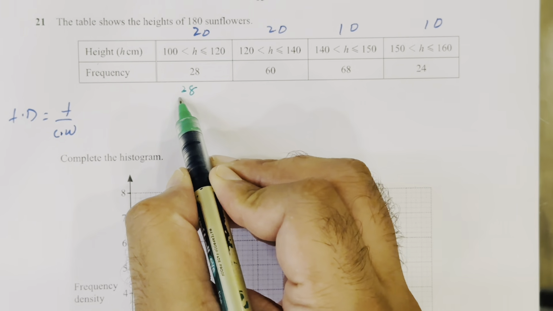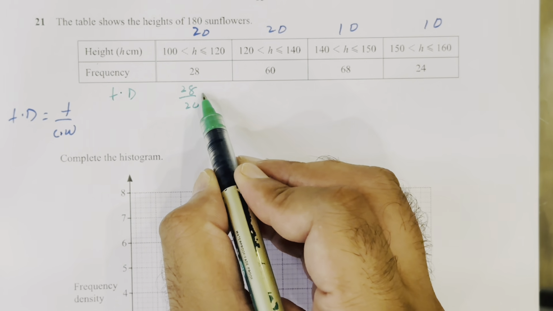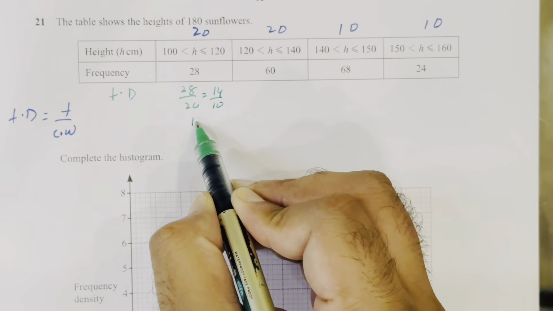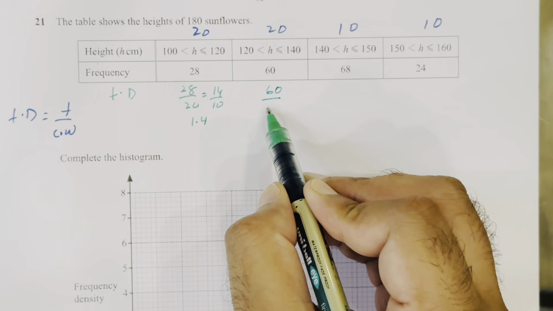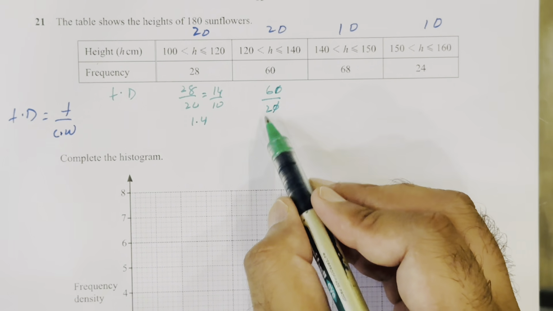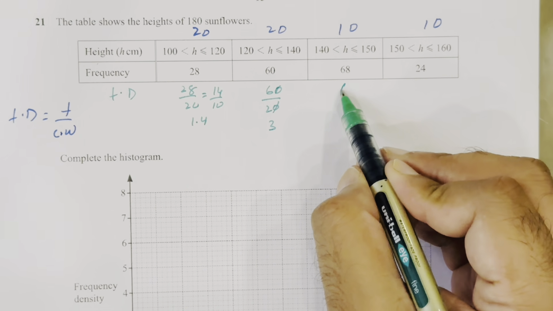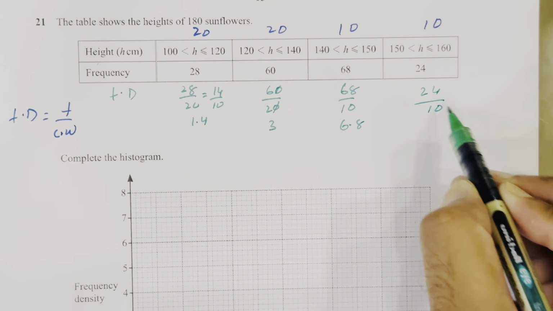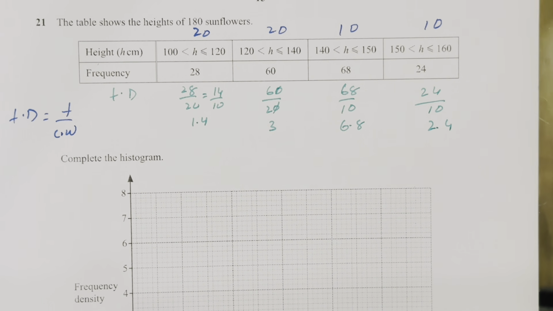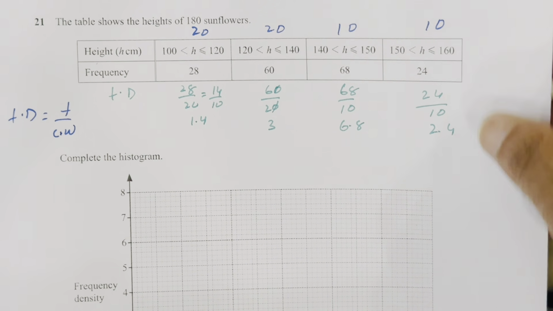28 divided by 20, we get the frequency density. 14 by 10, we get the value 1.4, and over here it would be 60 over 20, which is 3. And 68 divided by 10 would be 6.8. 24 divided by 10 would be 2.4. So these are the frequency densities which we have calculated. Now we need to plot these values into the graph given below.